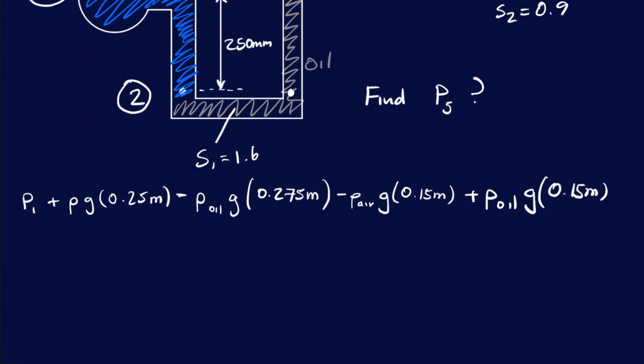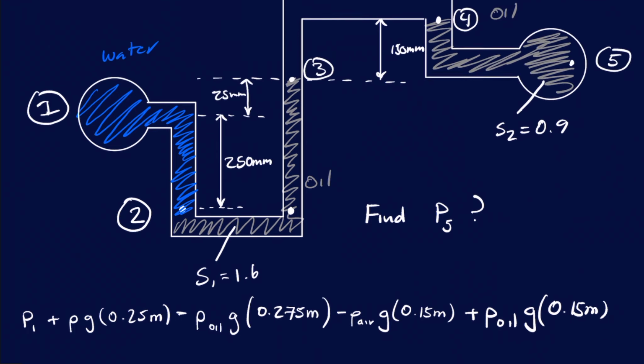And all of this is equal to the pressure at point 5. Now, this question didn't give us any specific values for the pressure at point 1, but if we had the pressure at point 1, we would be able to get the pressure at point 5 using this equation that we just made.